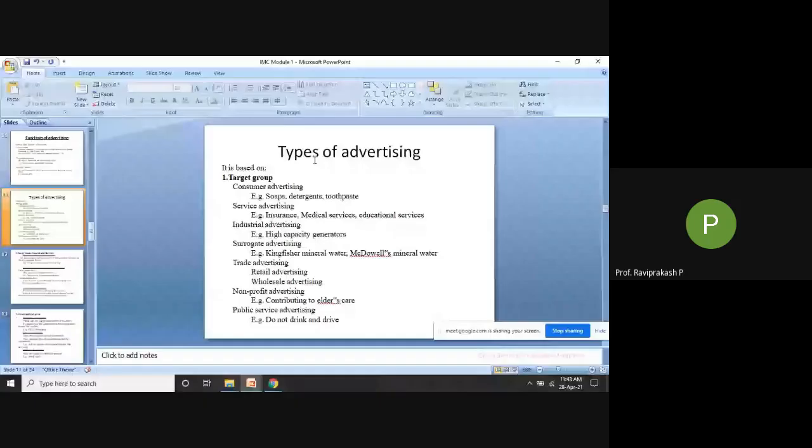Next, non-profit advertising, like contributing to Elders Care, or as of now, PM Cares Fund. These are non-profit advertising. They are not getting any profit. They are gathering money for some cause. For example, you can say that okay, cancer patients are there, for them you could donate.